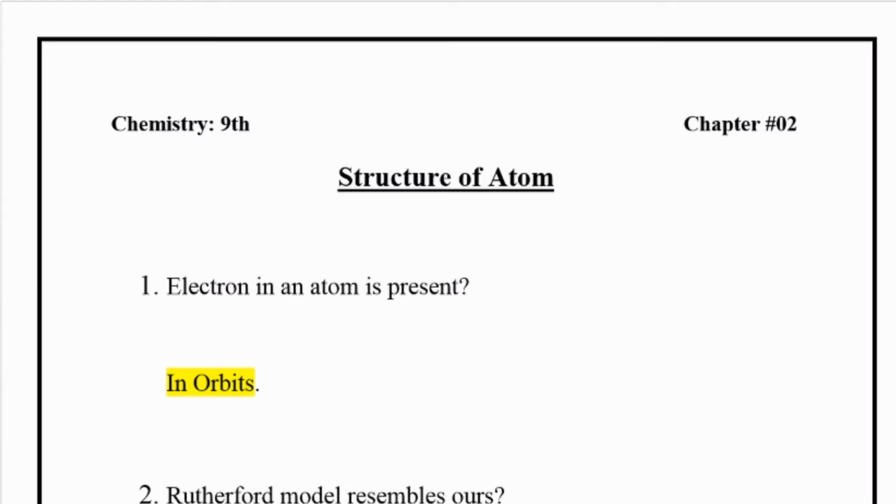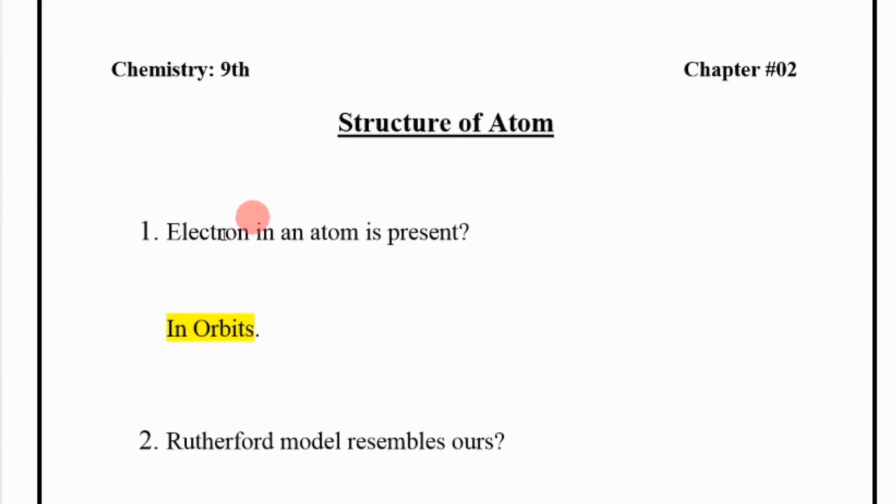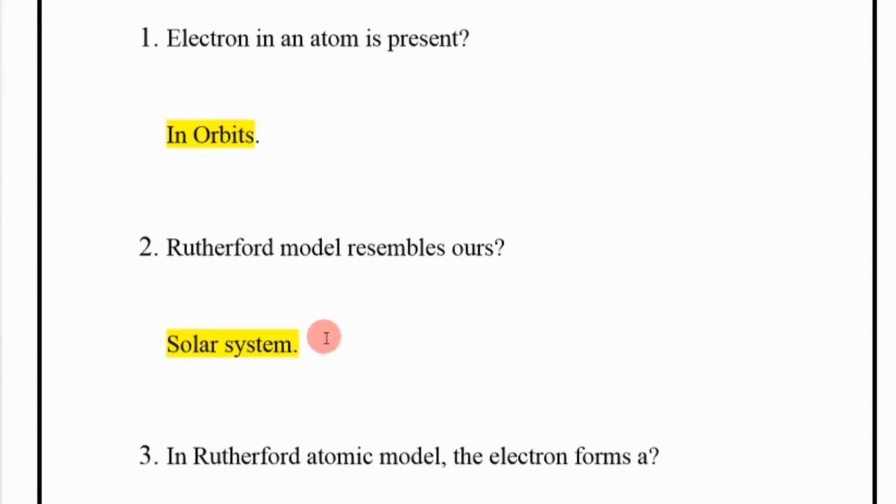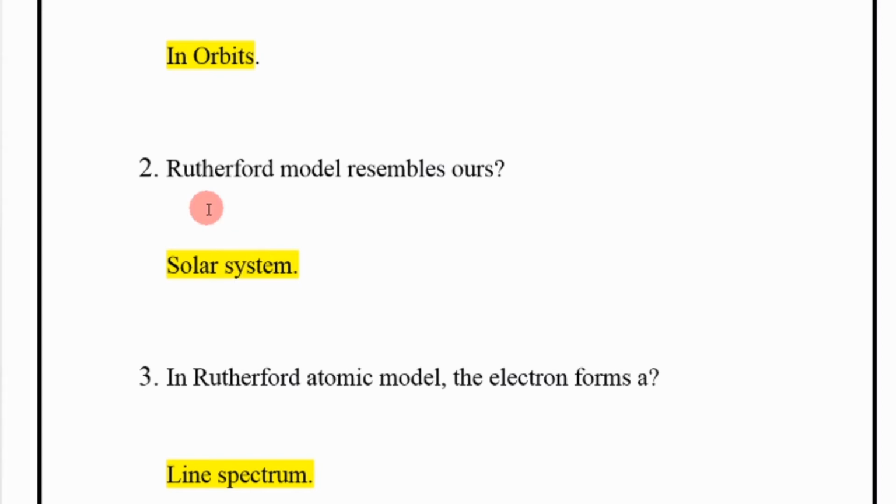So let's start now. Chemistry 9, chapter number 2, structure of atom. First, electron in an atom is present in orbits. Next, Rutherford model resembles our solar system.